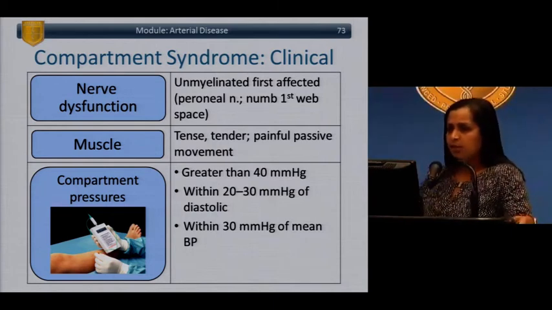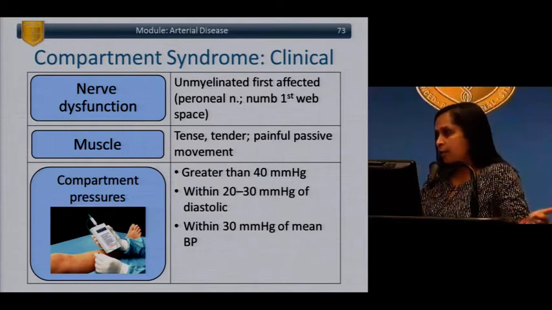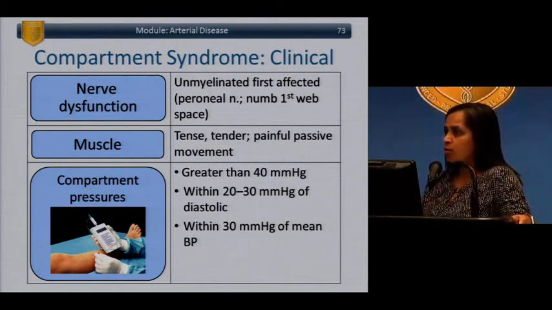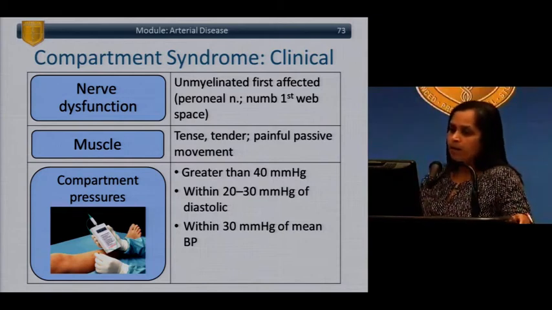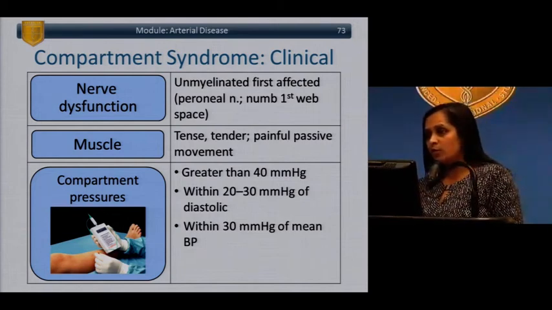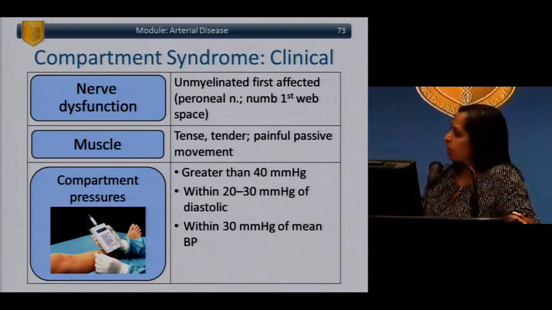So the sequence of events with compartment syndrome: nerve dysfunction tends to occur first. Unmyelinated nerve fibers are affected first, and one of the earliest signs of compartment syndrome is numbness in the first web space. Muscle becomes eventually tense, painful, and pain with passive motion is another hallmark of compartment syndrome. Measuring compartment syndromes is a bit hairy. In general, the principle is that if you suspect compartment syndrome, you should do something about it. But here are some of the definitions of compartment pressures, and if you do use them in your institution, how to use them.